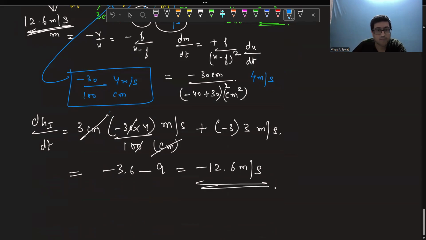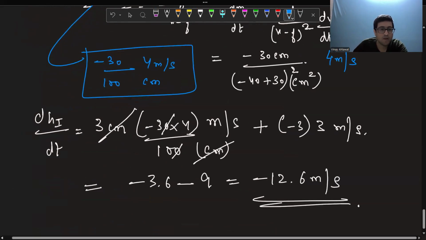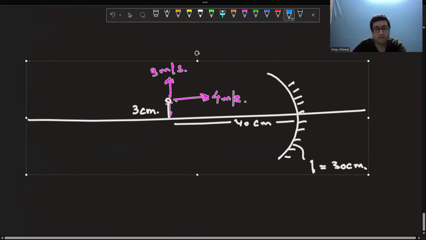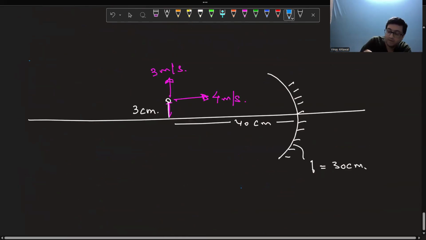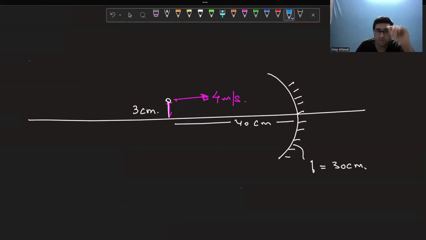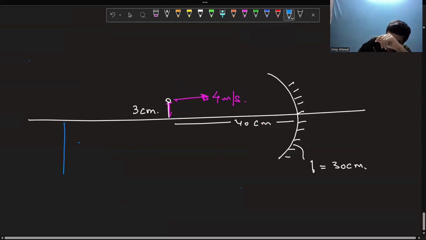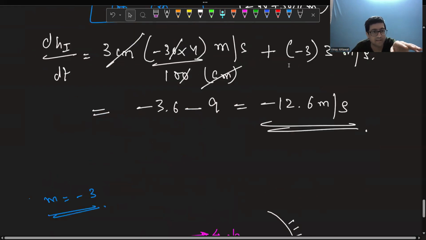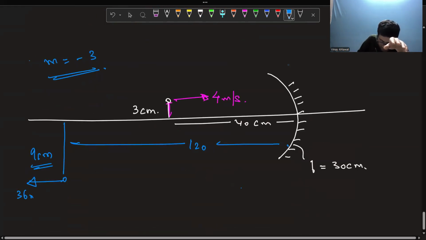Good. Obviously, there are many permutations and combinations of this question possible. For example, if somebody goes ahead and says there is no 3 meter per second, there will still be a y component of velocity. Why? Doing all the basic steps, this will be 120. This magnification will be -3. So this will be 9 centimeter. Velocity x component, whatever that came out to be, it's going to be the same. What was that? 36 meters per second.